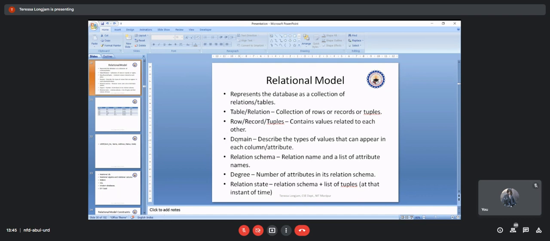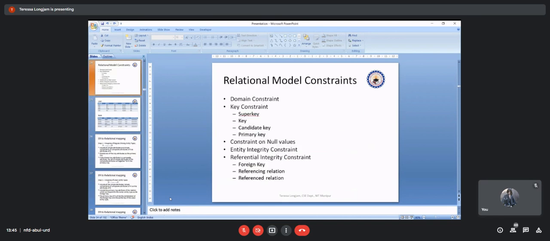So when we say a domain, it is a data type of a particular attribute. So we know what is domain, we know what is relation schema, it is the relation name and the list of the attributes. We know what is degree of a relation, it is the number of attributes. We know what is relation state, and we know what is domain constraint. These are the constraints that we can apply in our relational database.